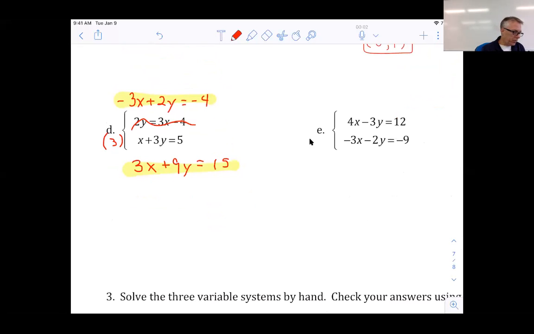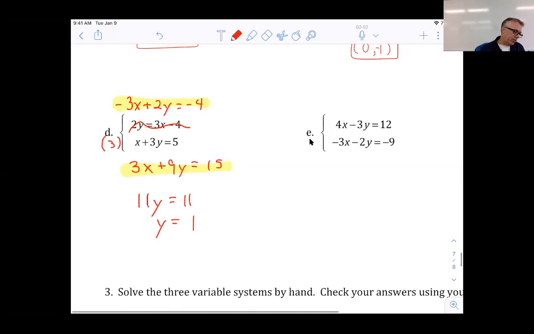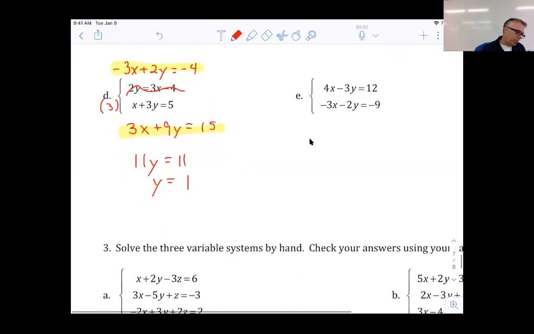Now if you add them down, the 3x's cancel, and I get 11y is equal to 11, or y comes out to be 1. We have half the answer, so now I want to plug that back in. I'll plug it into the bottom equation here. I get x plus 3, because it's 3 times 1, equals 5, or x equals 2.